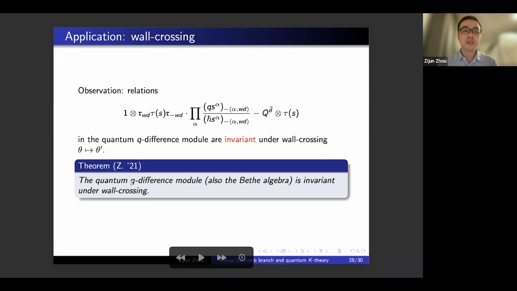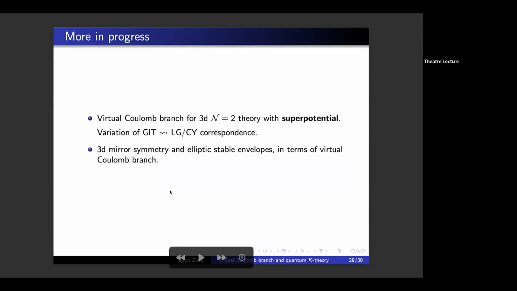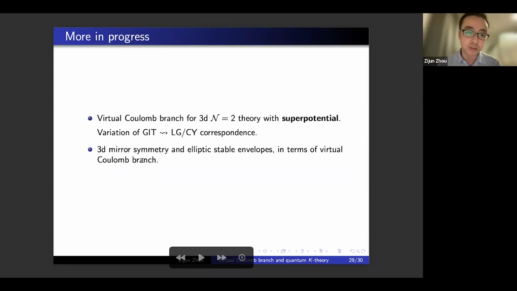This is some future work one can develop along this way. So maybe let me stop here.